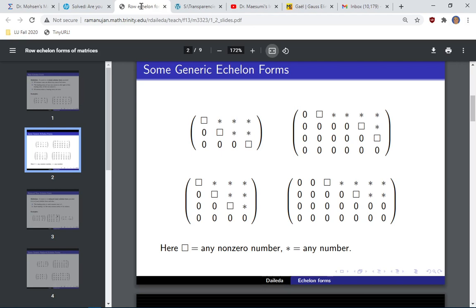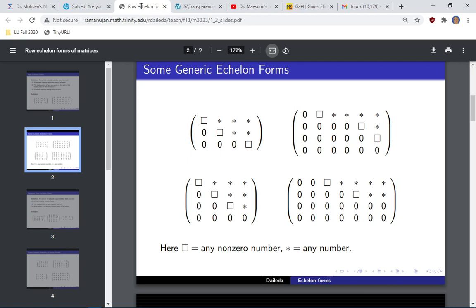Aside from that, this is referred to as a leading entry, or the first non-zero of a row. It has to occur to the right of the leading entry above it. So each leading entry is to the right of the leading entry above it. Now it doesn't have to be exactly to the right of it. This one, for example, is 2 steps to the right.